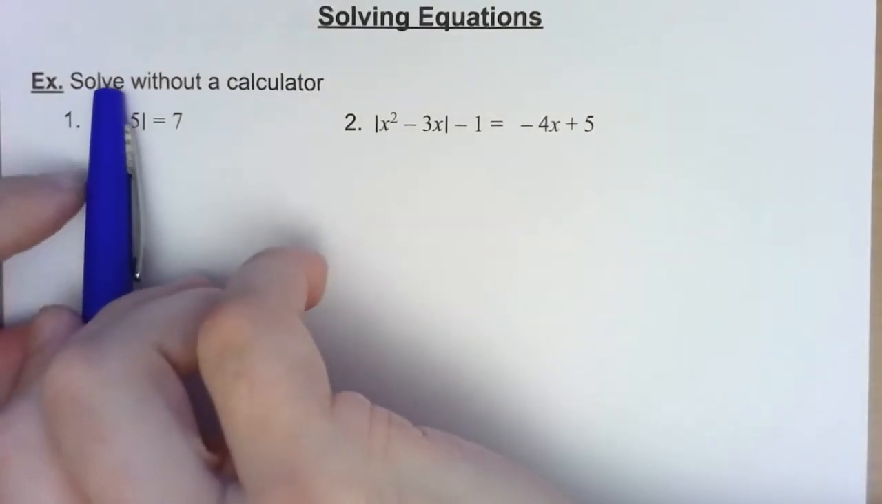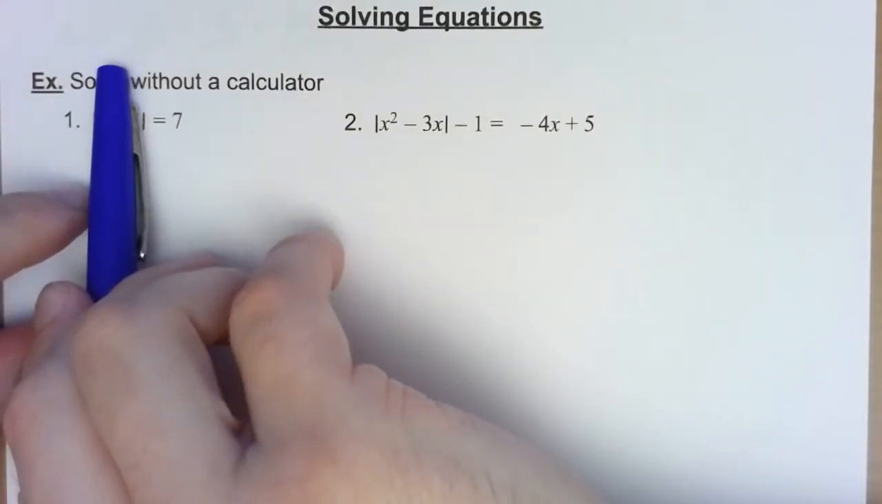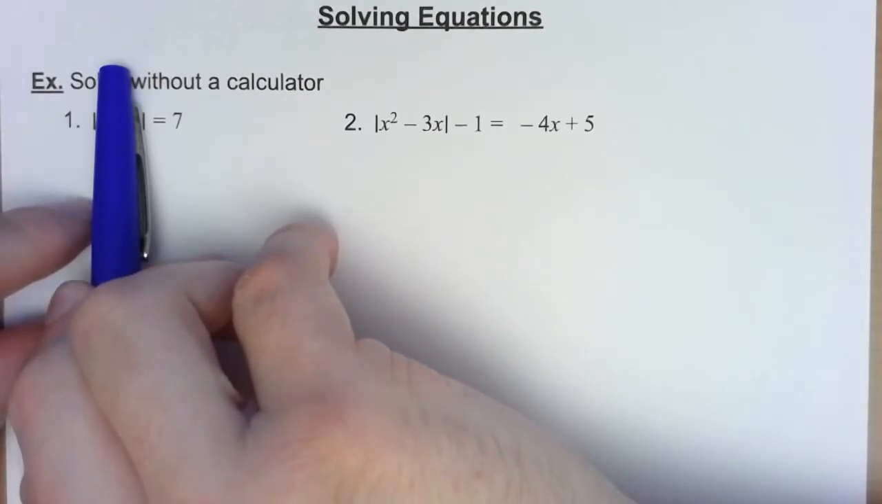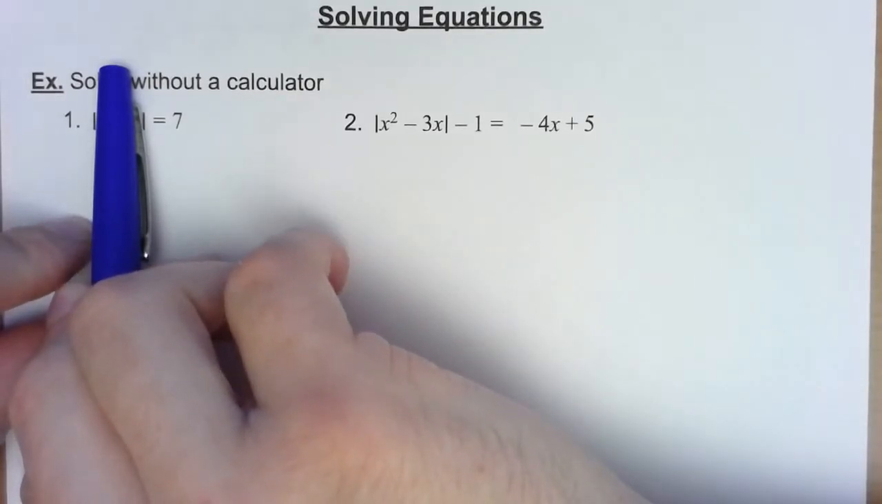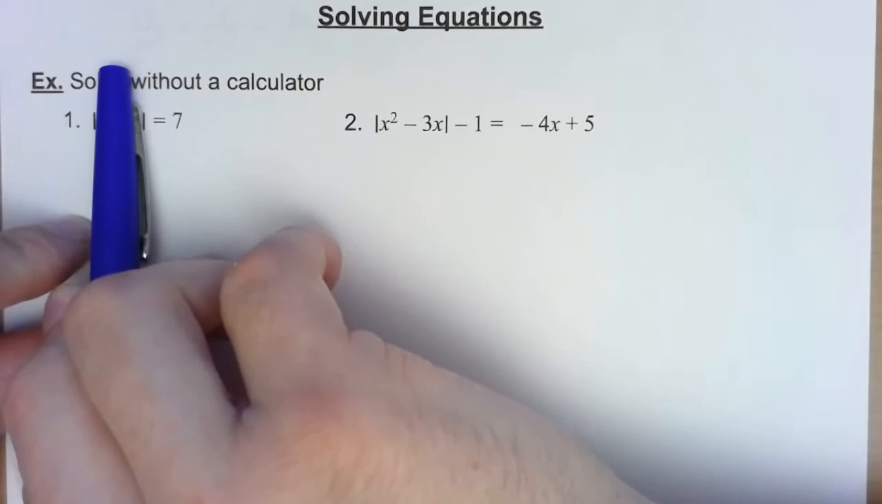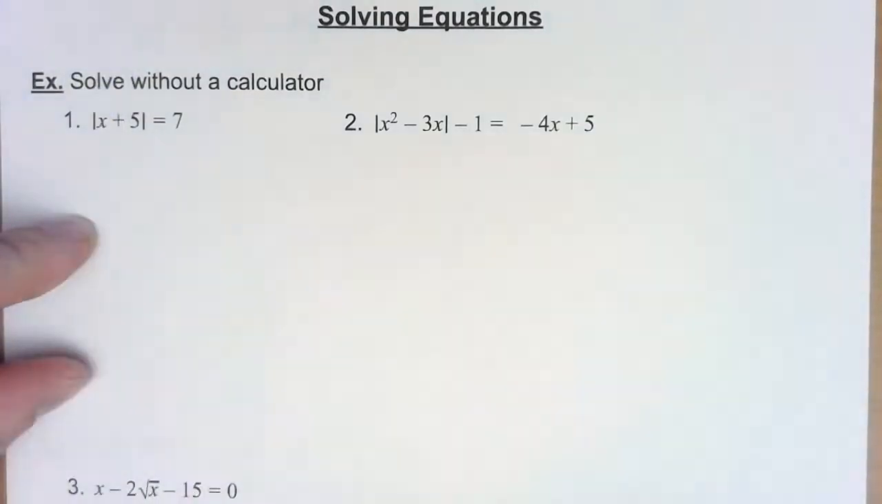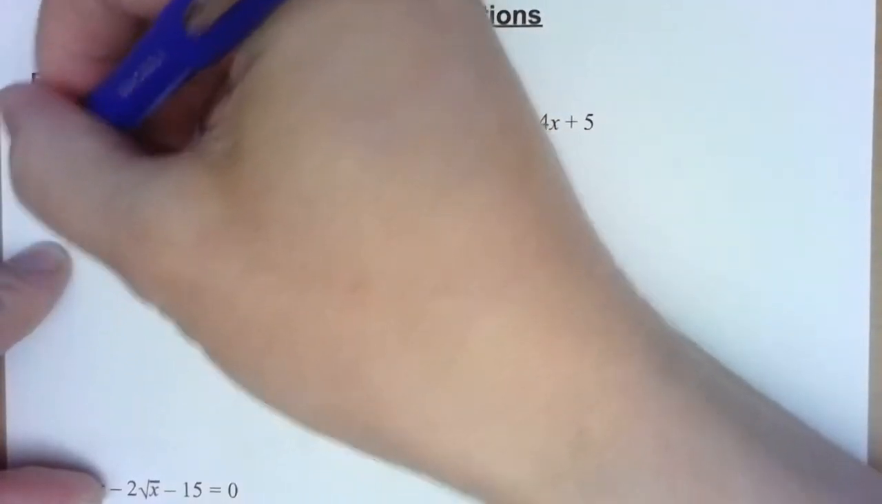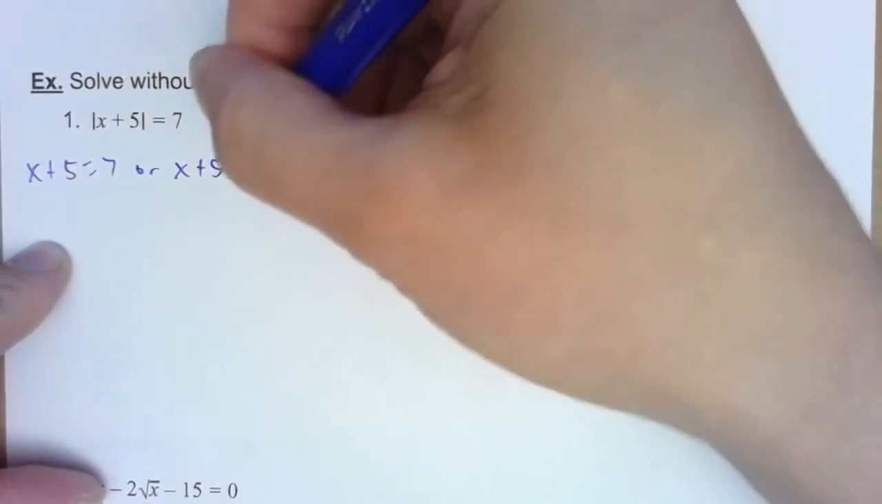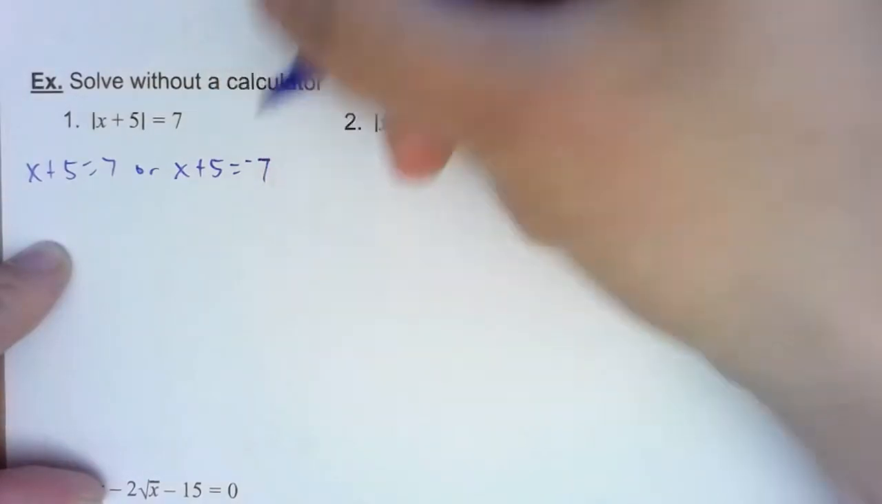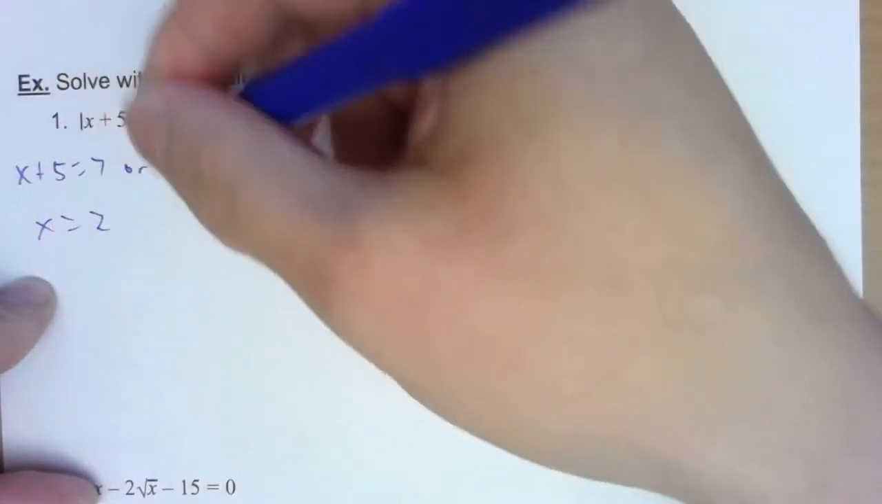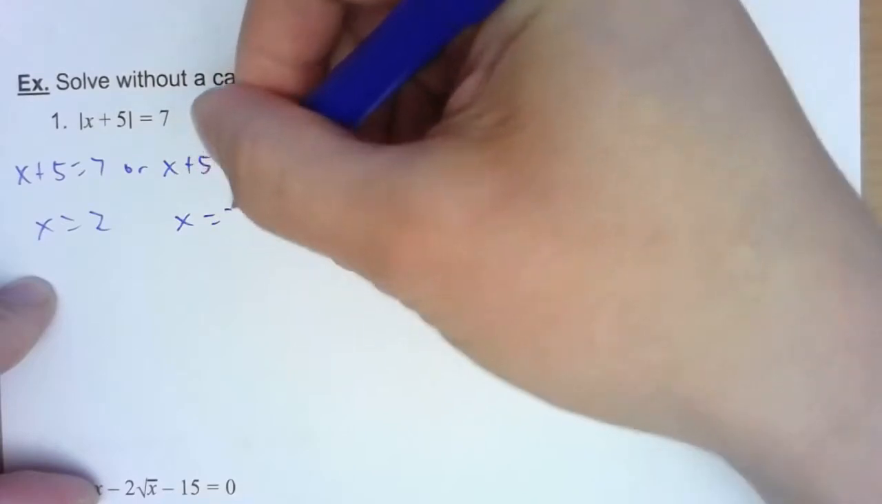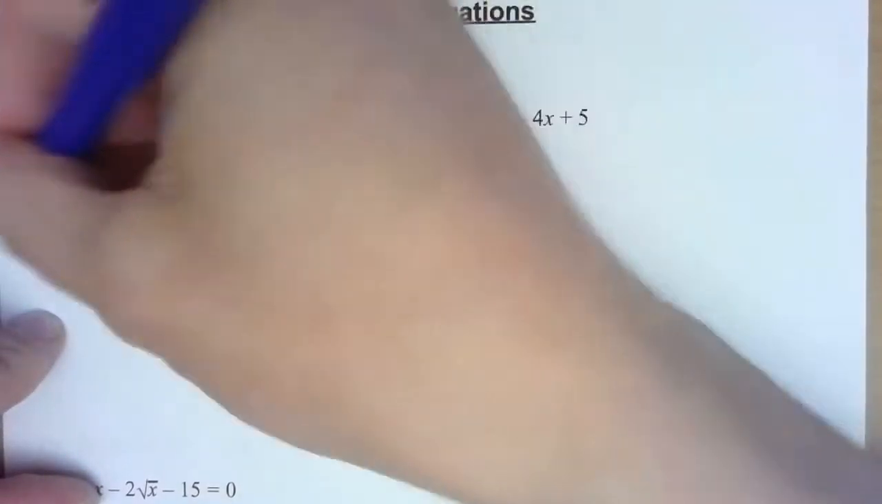If you think about what could be behind the pen right there, the absolute value of something is 7. There's two possibilities. The absolute value of 7 is 7, but also the absolute value of -7 is 7. So what's behind the pen right there is either 7 or -7. So x plus 5 is either 7 or x plus 5 is -7. And so that's why we get two different answers for our absolute value equations.